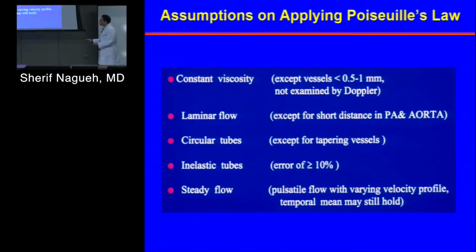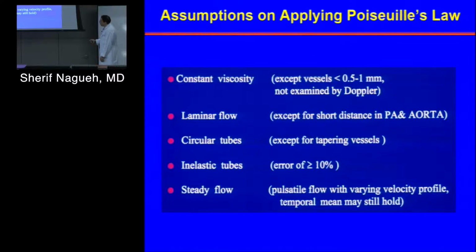In normal flow situations, there is laminar flow. There is no turbulence except for a short distance in the pulmonary artery and the aorta. So again, assuming laminar flow is acceptable. We said the circular cross-section is the assumption we use to calculate the relation between flow and gradient and so on. And this is true except for tapering vessels.